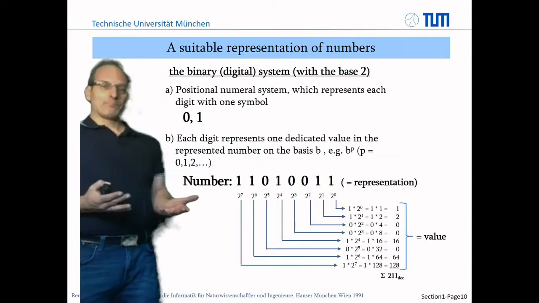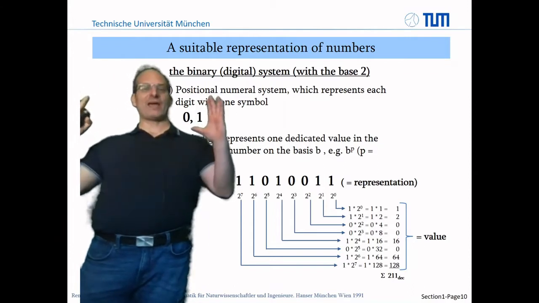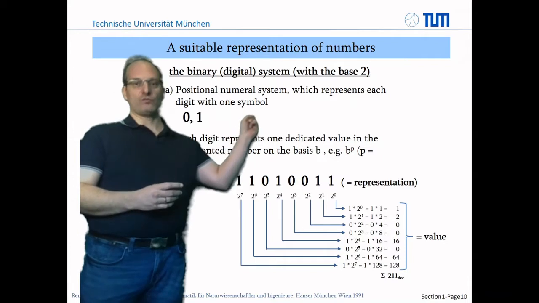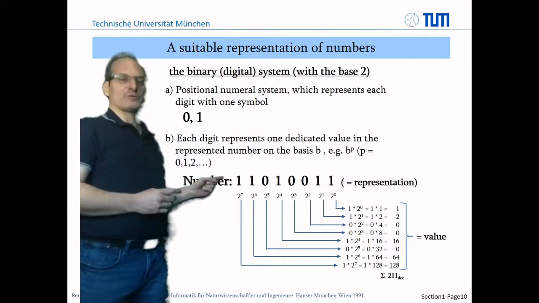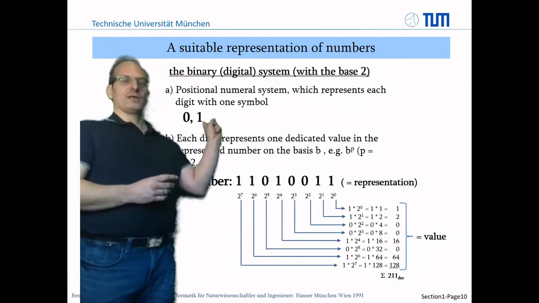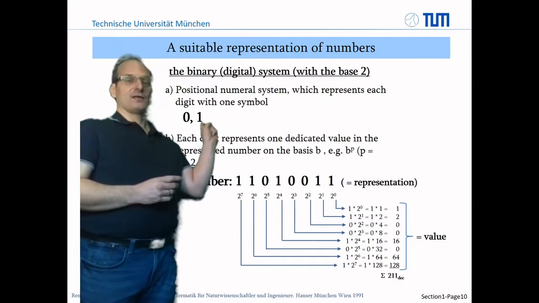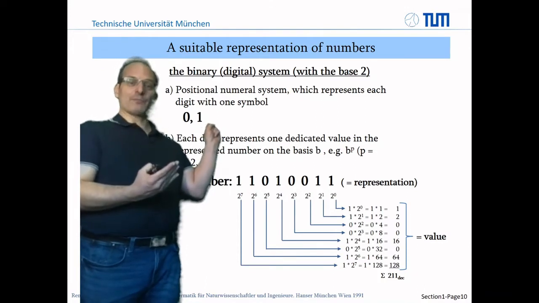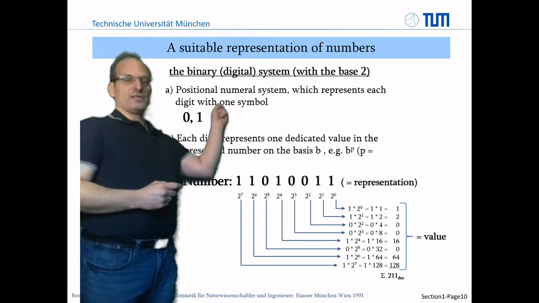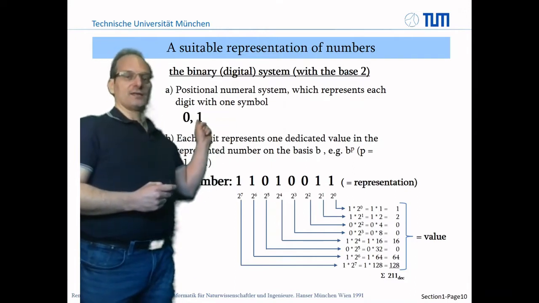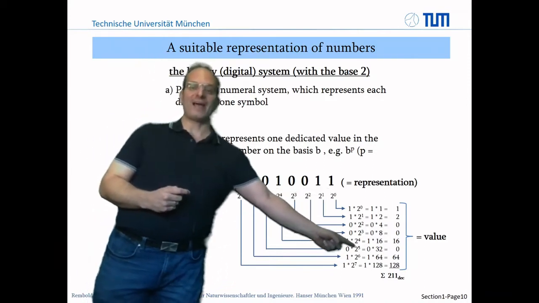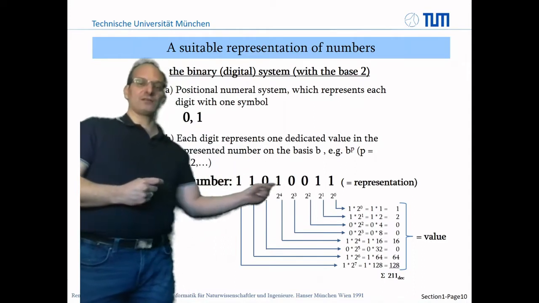So therefore, the same as with the base 10 system, we have to represent the same things. Now we have just two values, 0 and 1. And we can represent all numbers with these two values. Again, we have a separation between representation and value. These are two characters, two signs. And these two signs can be converted to a value which is represented with this number.